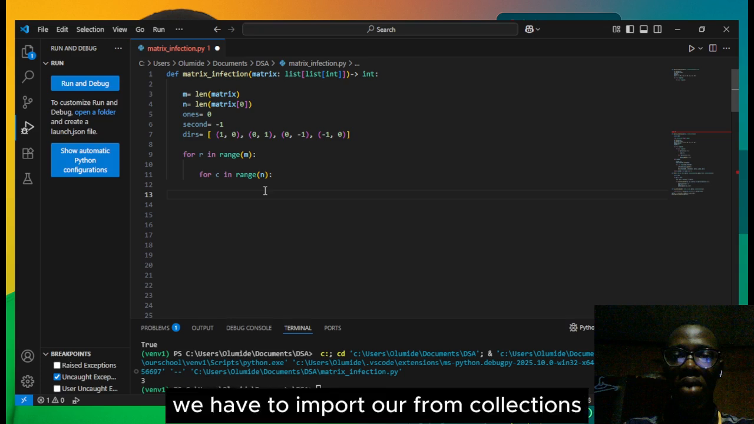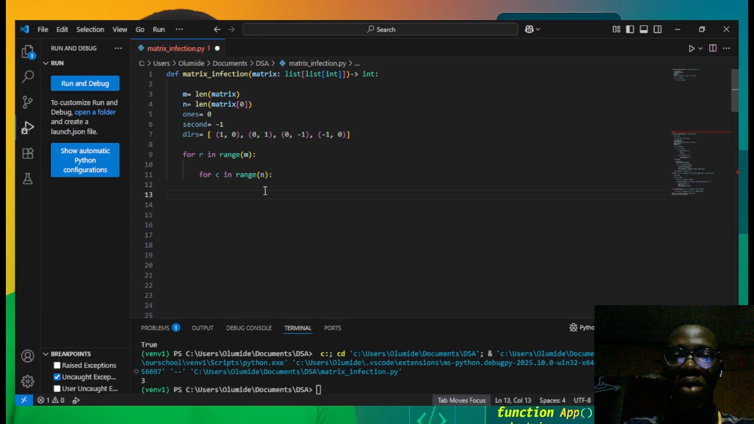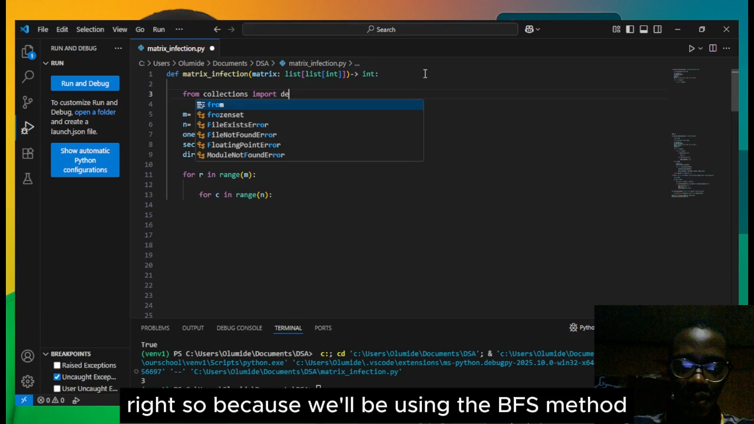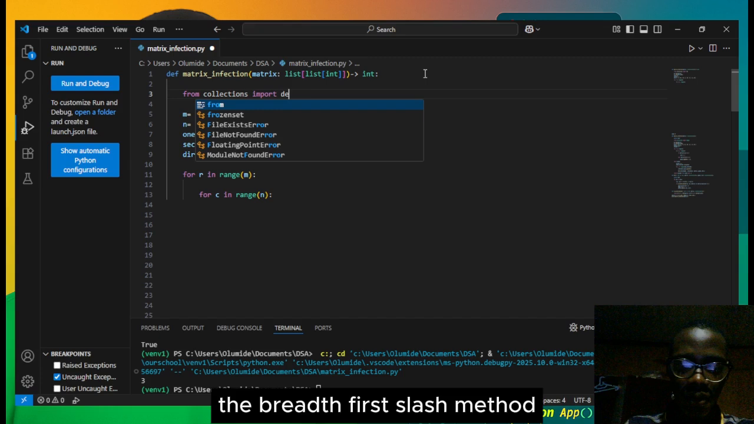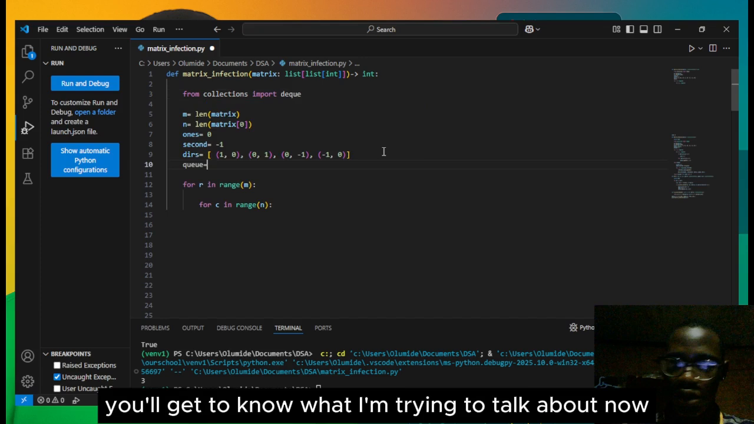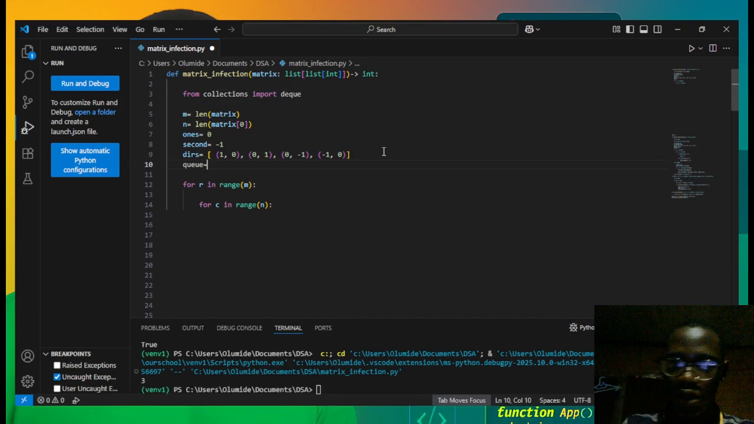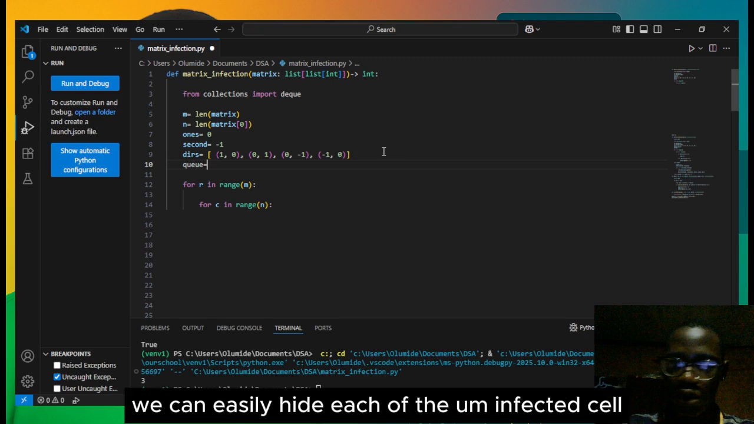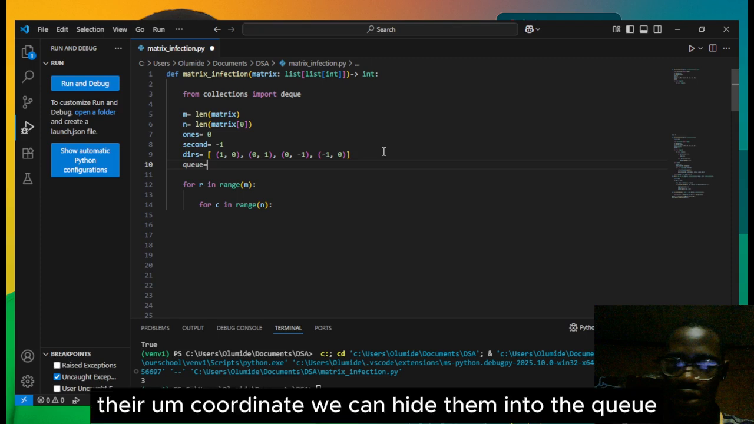We have to import the deque from collections. We want to import the queue because we'll be using the BFS method, the breadth first search method, which uses a queue. You'll get to know what I'm trying to talk about now. That way we can easily add the coordinates of each infected cell into the queue.